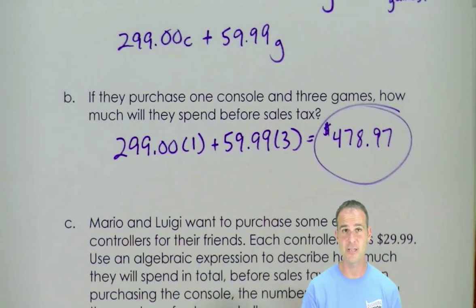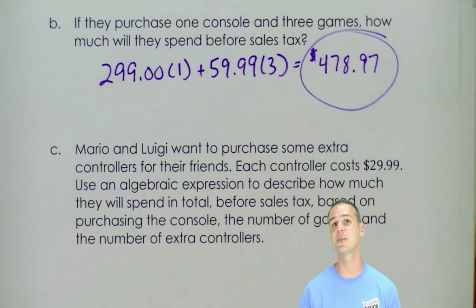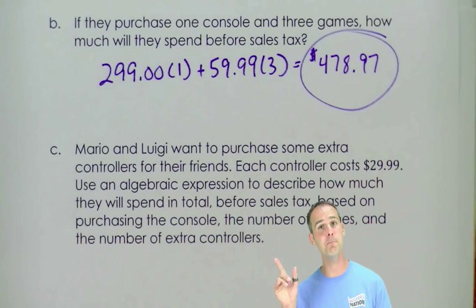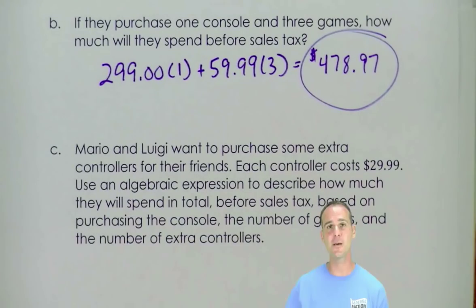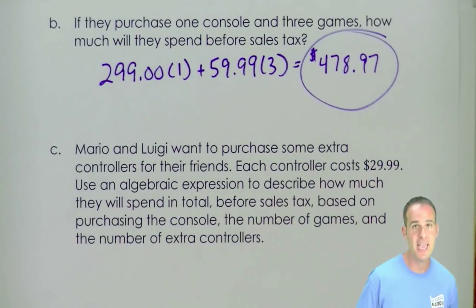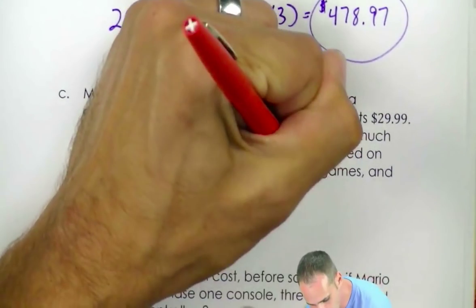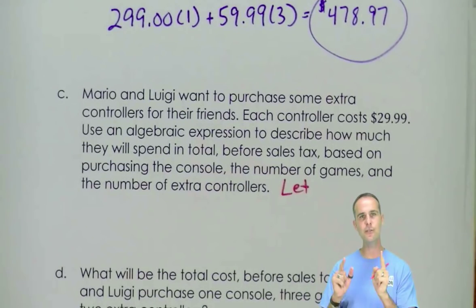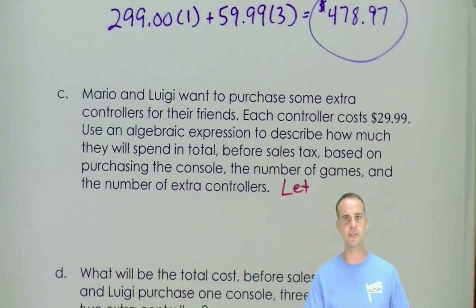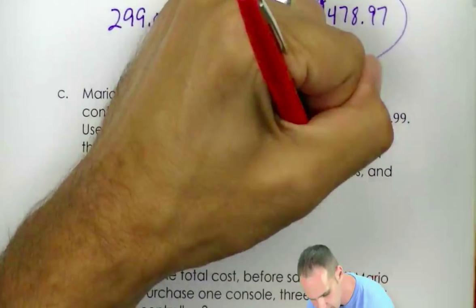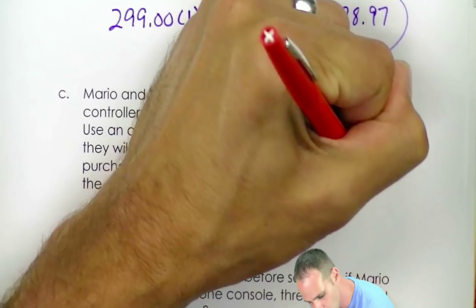Oh, we have more here, because Mario and Luigi want to purchase some extra controllers for their friends. Now, each controller costs $29.99. Use an algebraic expression to describe how much they will spend in total, but before sales tax, based on purchasing the console, the number of games, and now the number of extra controllers. So in this case, I can't use C because I already used C for console, so I will use R to be the number of controllers. How about that?